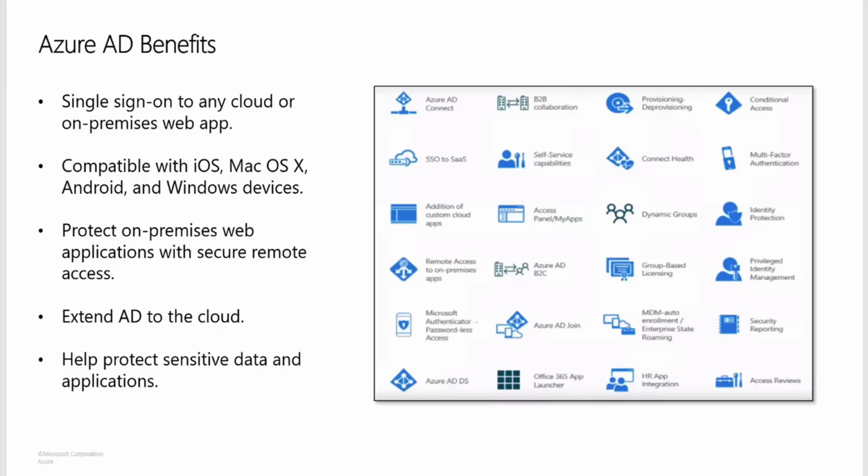You can use Azure Active Directory to protect your on-premise web applications with secure remote access. So access your on-premise web applications from everywhere and protect with MFA, conditional access policies, group-based access management. The users can access SaaS and on-premise web applications from the same portal.